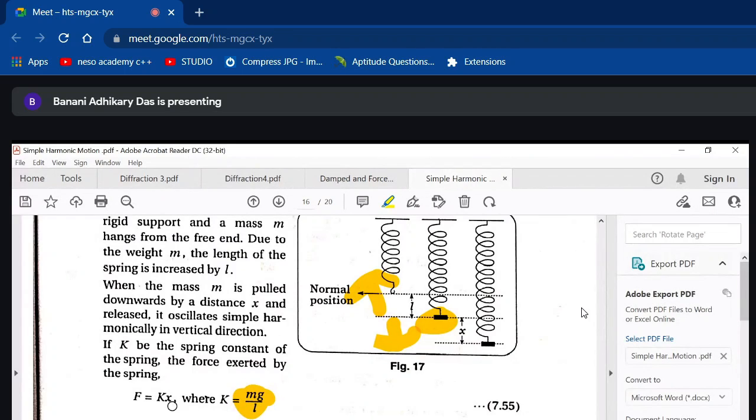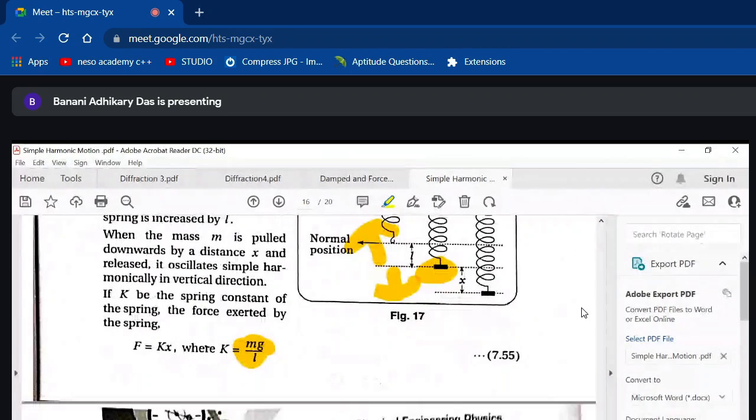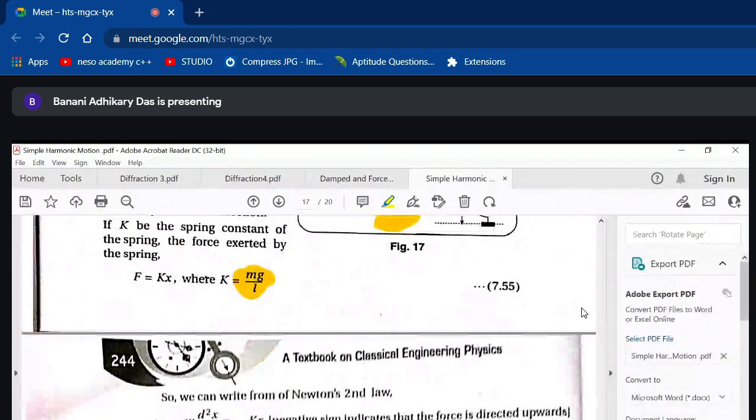You should know this, that the force constant of the spring k is defined by mg by L. That can be shown. Now with this, we know Newton's second law: mass into acceleration is equal to force. So this force is equal to minus k into x. The minus sign is there for an obvious reason, they are oppositely directed. So what do you get? d2x/dt2 plus k over m times x is equal to 0.